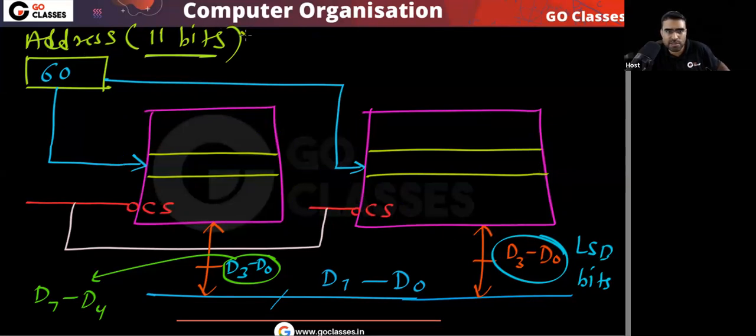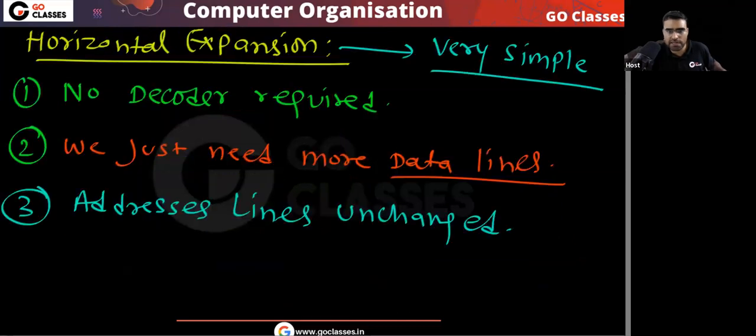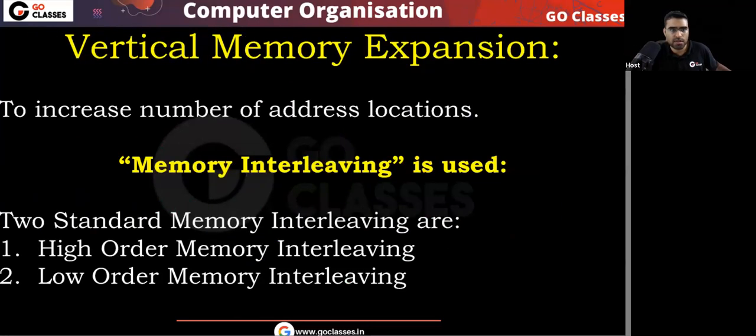When the CPU generates the address, then this chip also will be activated, this chip also will be activated. Okay, and finally, these are the data lines that we need. So very simple, this is the final idea. Okay, let's move on now.